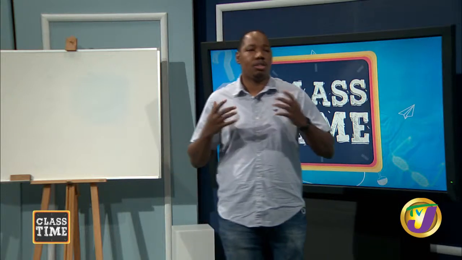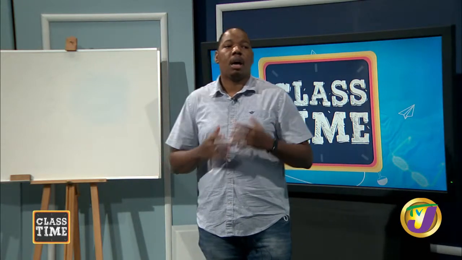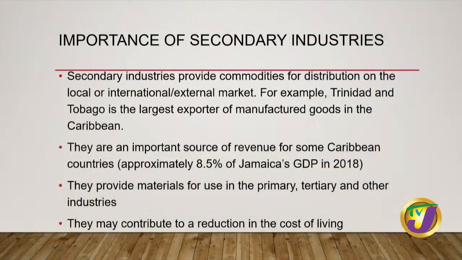Secondary industries are extremely important. They provide commodities for distribution on the local or international market. A lot of the things that we produce are sold locally or exported. For example, Trinidad is the largest exporter of manufactured goods in the Caribbean. Secondary industries are also very important as it relates to the revenue that they generate for many Caribbean countries. Approximately 8.5% of Jamaica's GDP is from the manufacturing industry.